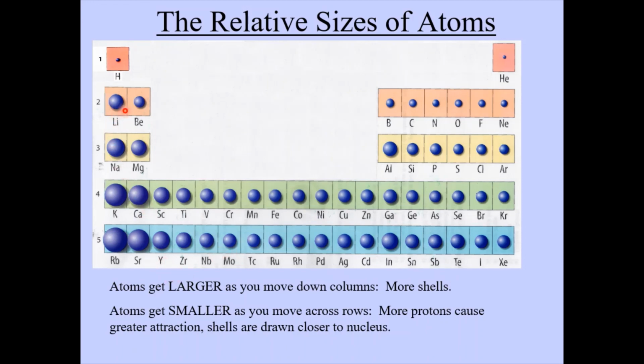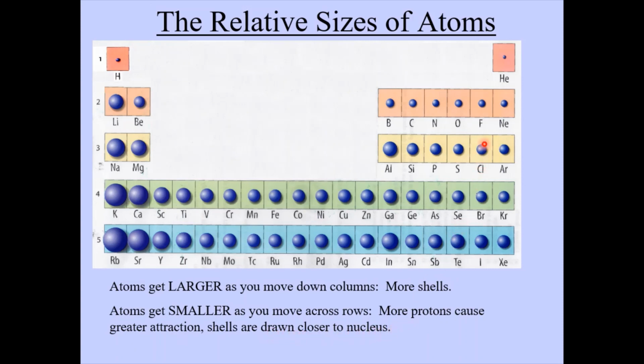If we go across any one of the rows, we see that the atom starts big and actually gets smaller as we go to the right, in general. There are a couple of little exceptions here. The reason for that is that when we move across a row, we're adding more and more protons. More protons cause a greater attraction to the electrons around them, so the shells are drawn closer to the nucleus.